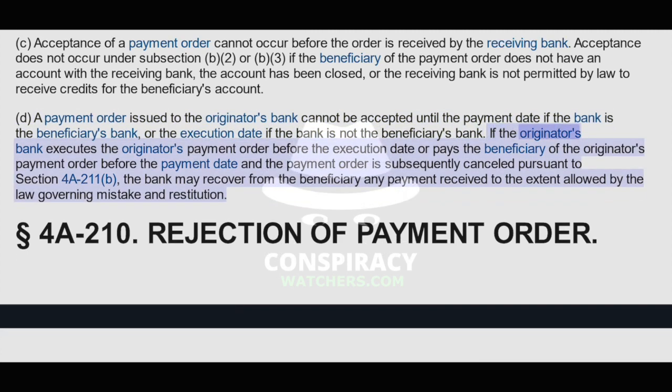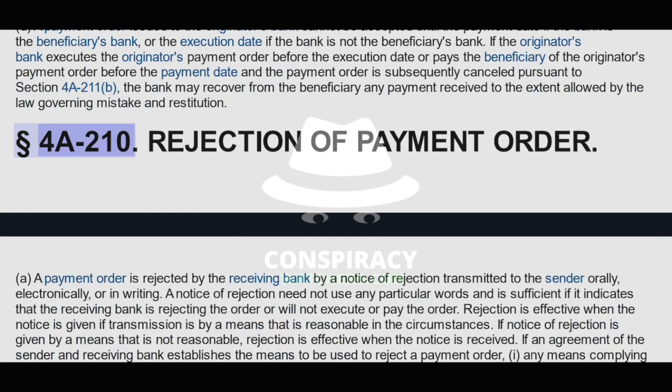If the originator's bank executes the originator's payment order before the execution date or pays the beneficiary of the originator's payment order before the payment date and the payment order is subsequently cancelled pursuant to Section 4A211, the bank may recover from the beneficiary any payment received to the extent allowed by the law governing mistake and restitution. Section 4A210. Rejection of payment order.